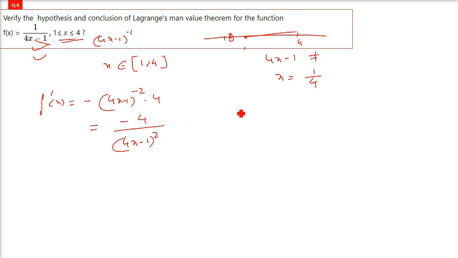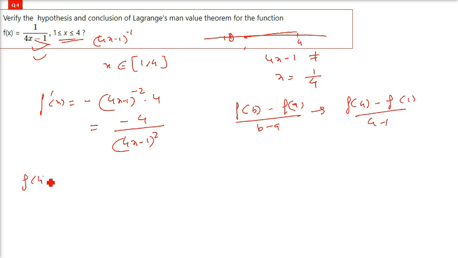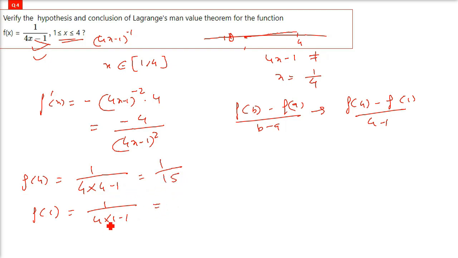What is a? 1. What is b? 4. fb minus fa by b minus a. This is 1 and 4. Now you have to put these values in the original equation. Please remember, you have to put it in 1 by 4x minus 1, not in the differentiation function. 1 by 4 into 4 minus 1 is fb. This is f4. f1 is 1 by 4 into 1 minus 1. It's 1 by 16 minus 1 is 15. 1 by 4 minus 1 is 1 by 3.